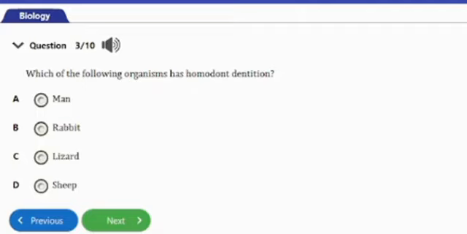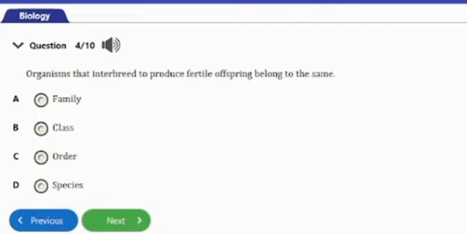Let's go ahead and consider the next question. And that's question number 4 here. It says, organisms that interbreed to produce fertile offspring belong to the same A, family, B, class, C, order, D, species. So guys, the answer to this question is option D here, and that's species. So the species comprise of organisms that are alike and can interbreed within themselves. So they are most closely related in the hierarchy of classification. So that's option D here, species.